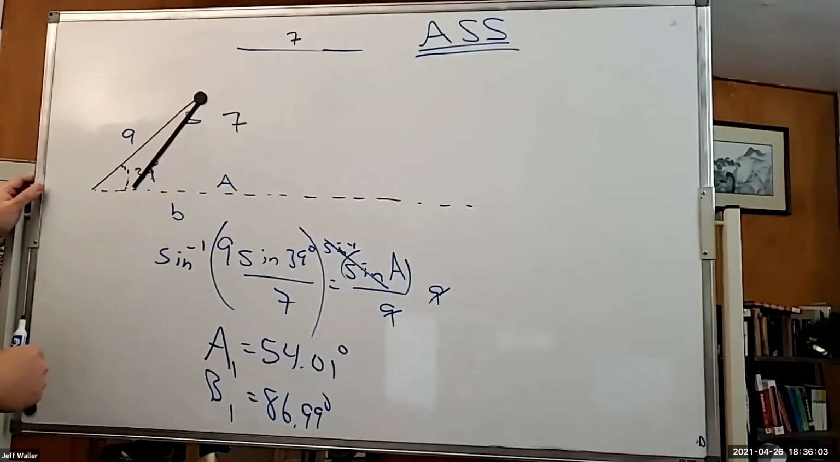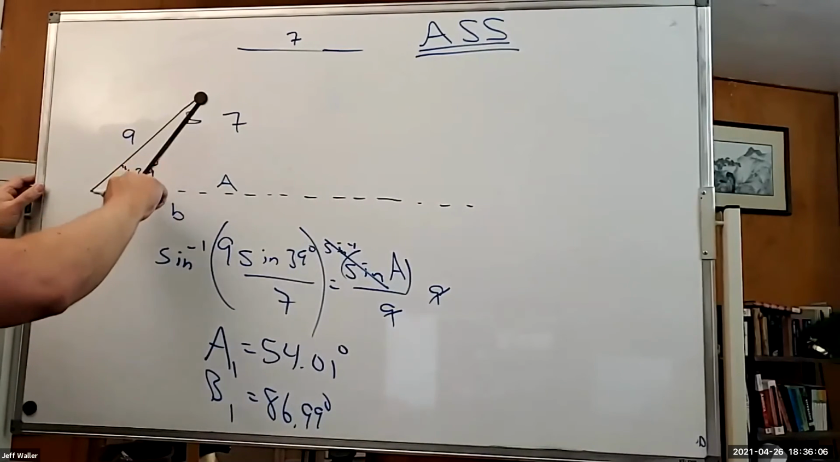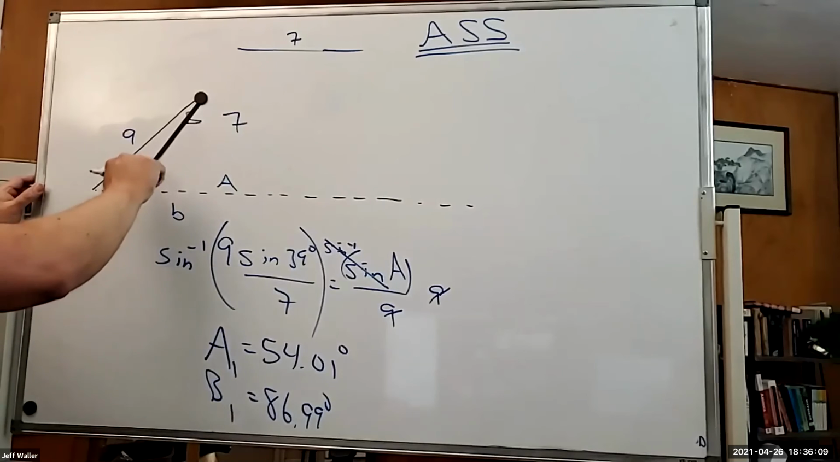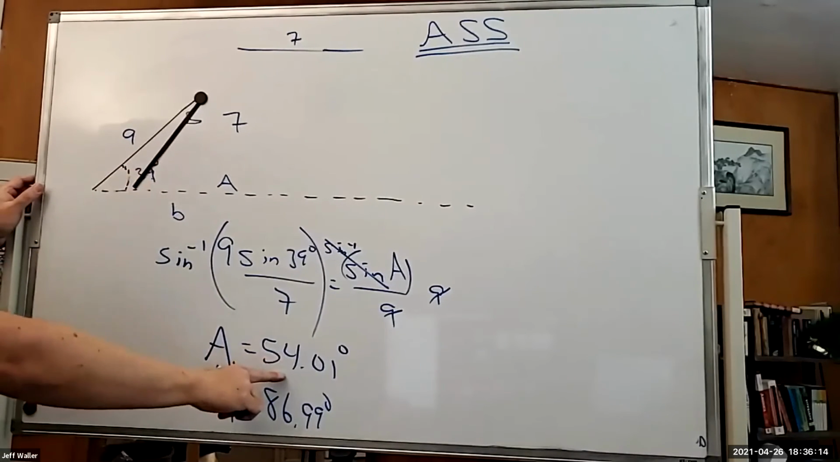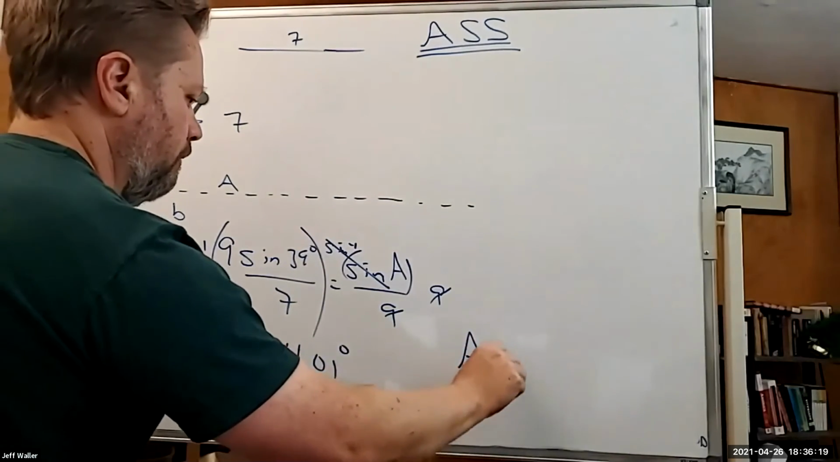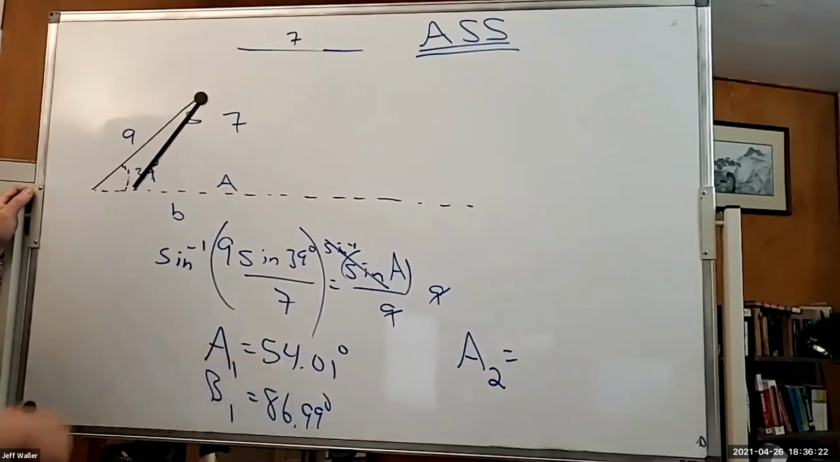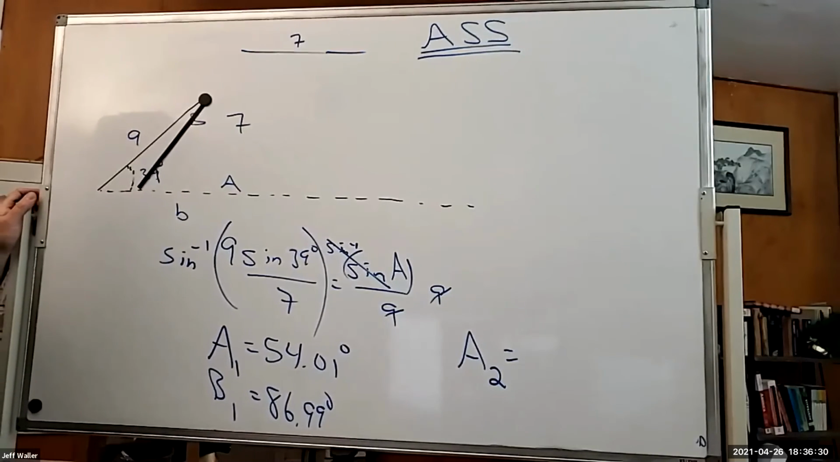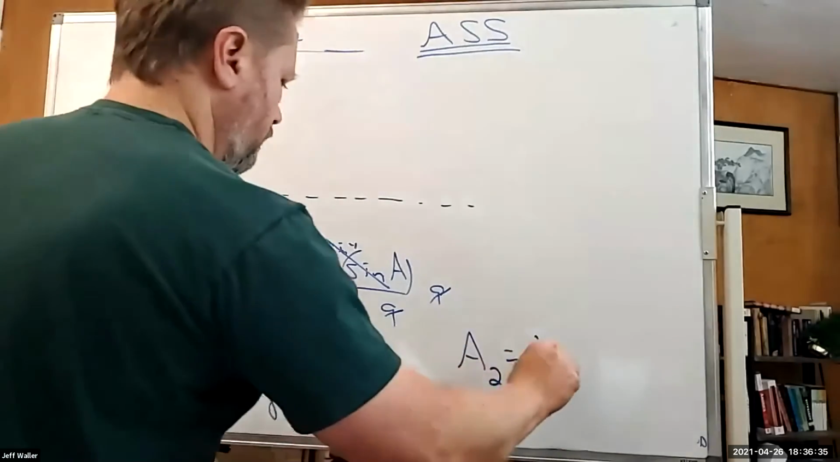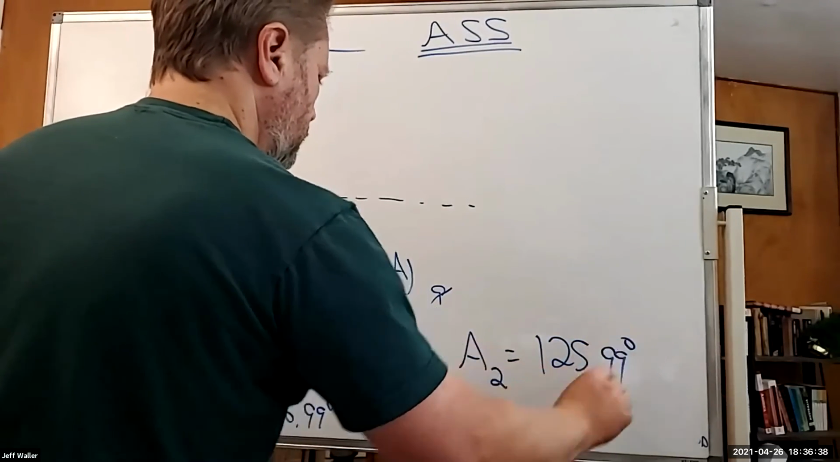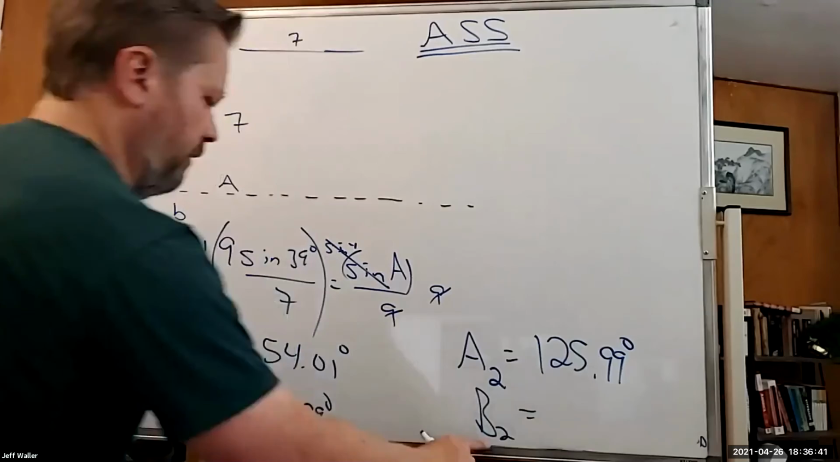So if I do this, then this is A, what is this? I mean, this is 54.01. What would this be? Wouldn't that be 180 minus this? So what is the other possibility for A? What's 180 minus this? Yes, 125.99 degrees.